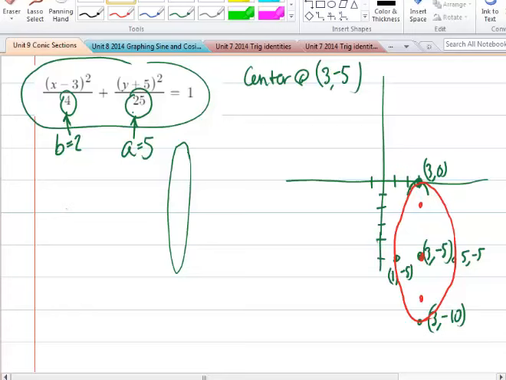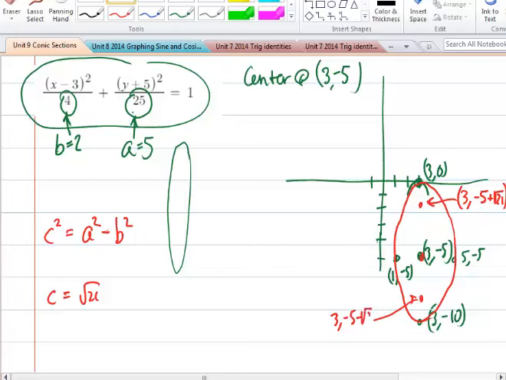Remember, the foci again is equal to c squared is equal to a squared minus b squared. So c is equal to square root of 21 again. I know I use the same numbers. I just want to stay consistent. But in this case, the foci values, the coordinates are going to be 3, comma, -5 plus root 21, and the other foci value will be 3, comma, -5 minus root 21, because it can go up and down from the y coordinate.